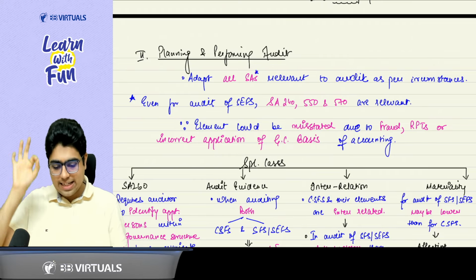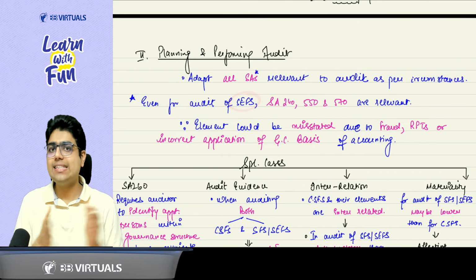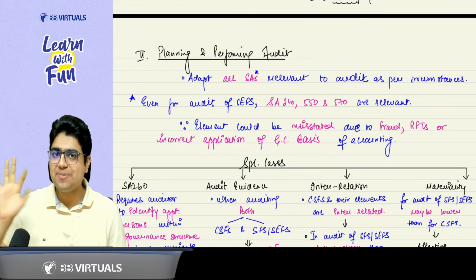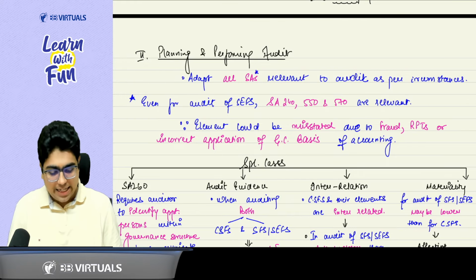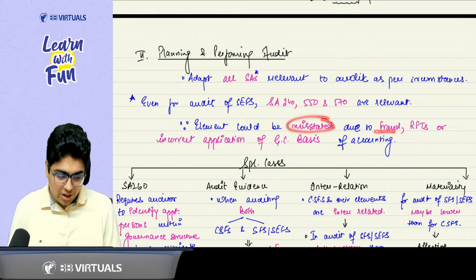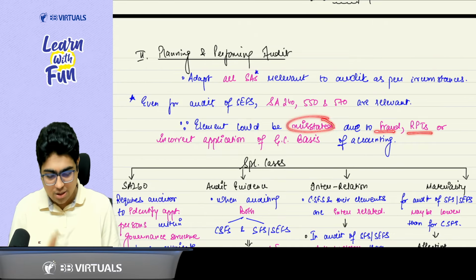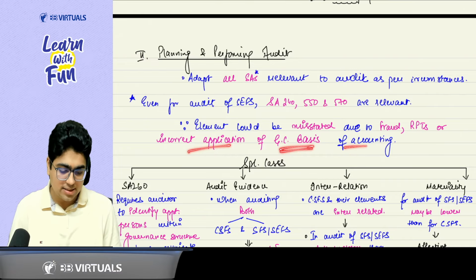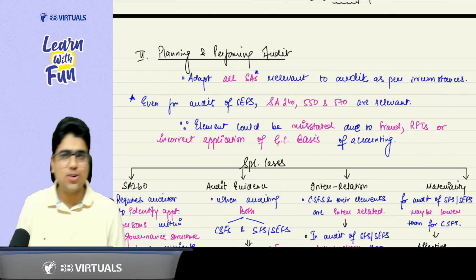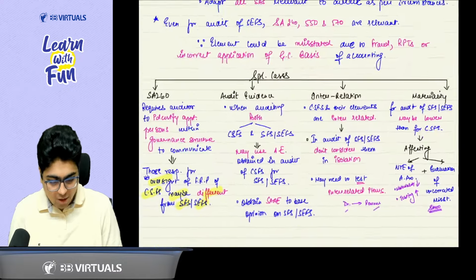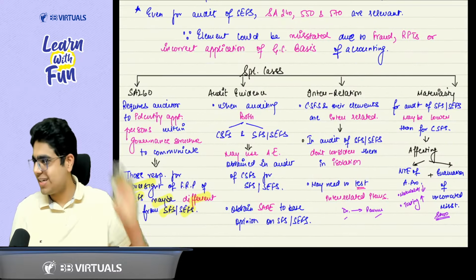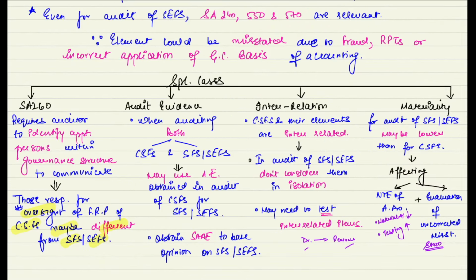So it says that even in the audit of SEFS, means specific element of financial statement, the item can be misstated because of fraud, related party transaction, or incorrect application of going concern accounting. So please make sure you are focusing on these three standards. Now talking about four special cases. Everyone please focus on the four special cases.